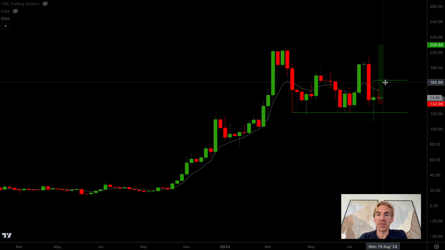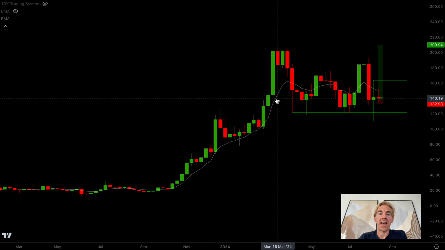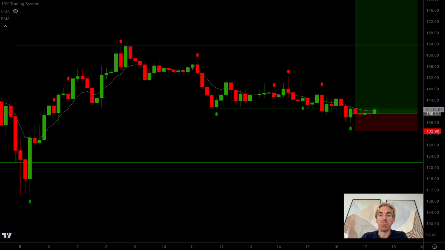So if price starts moving higher here, taking out the high, we have our entry, already small risk. Taking out this high, start using the weekly EMA 8 as your trailing stop loss. And hopefully we will see a strong move higher. So that's how I would play this.